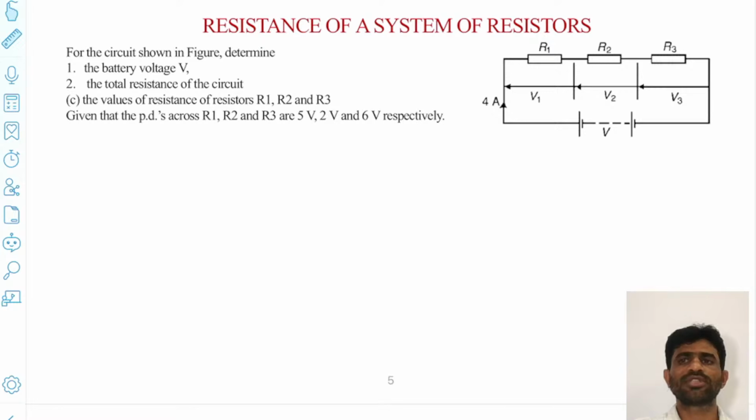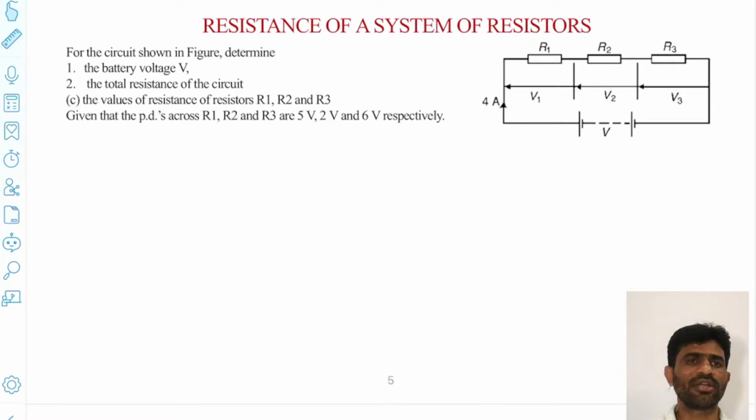Okay, the first question is what? We have to find out the total voltage in the circuit. How can we find out the total potential difference in the circuit? First question, determine the battery voltage. So to find out the battery voltage, what do we have to find out in this?